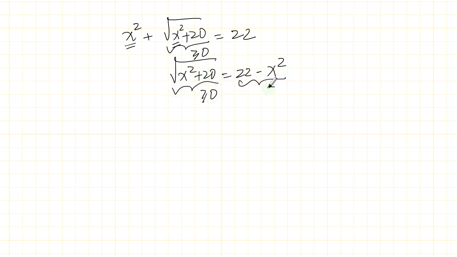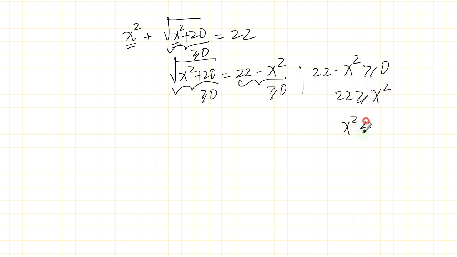This one has to be greater than or equal to 0, right? So we have 22 minus x squared greater than or equal to 0. We're going to send this one to the right side of the equation, so we have 22 greater than or equal to x squared. This means that x squared has to be less than or equal to 22. So this is important for our solution, right?